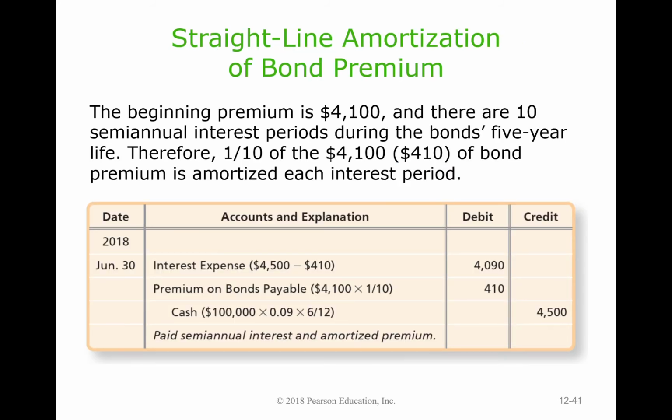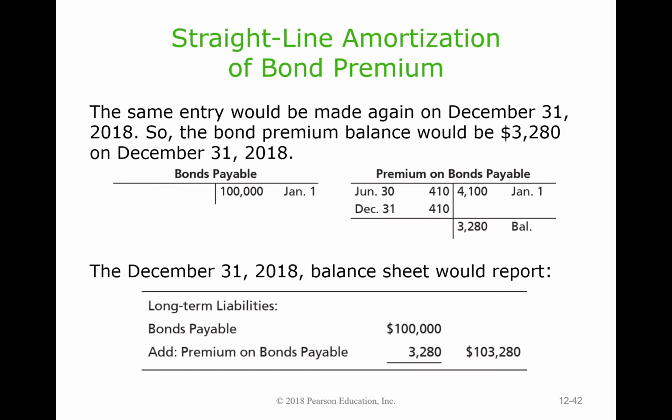So the beginning premium, and we're looking at it here, is $4,100. There's 10 semi-annual interest payments during the bond's 5-year life. Therefore, we divide this 4,100 by 10 to get $410. Now that's how much is amortized. Now here's what happens in this case. Remember, our cash payment out doesn't change. However, we have to debit the premium on the bonds payable here, which means our interest expense is actually lower.